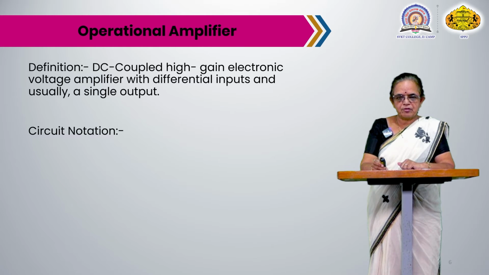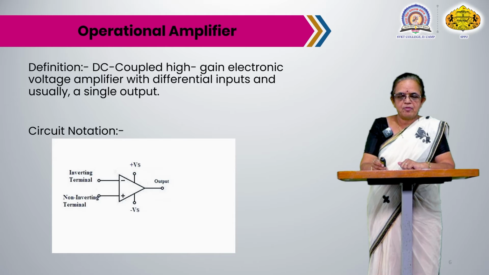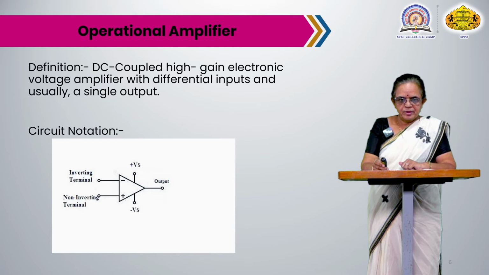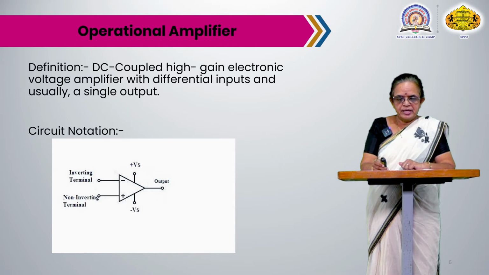Now we will see the circuit notation. This is the symbol of the operational amplifier. The negative sign is the inverting input terminal, and the voltage connected to it is called Vn. The plus sign shows the non-inverting input, and the voltage at this terminal is Vp. There is a single output, which we have shown as the output.